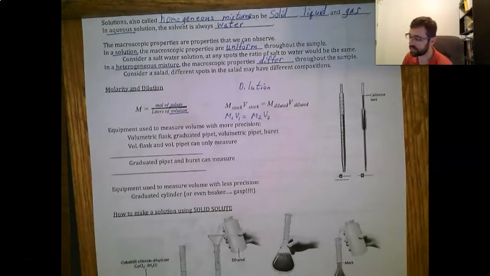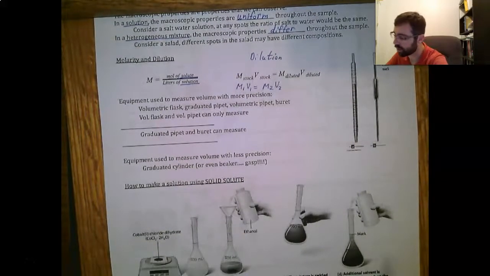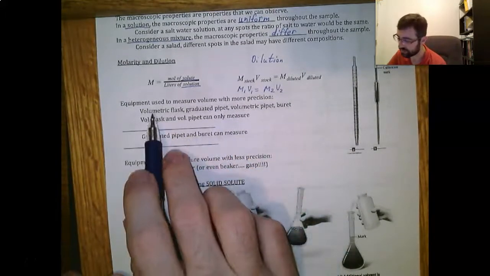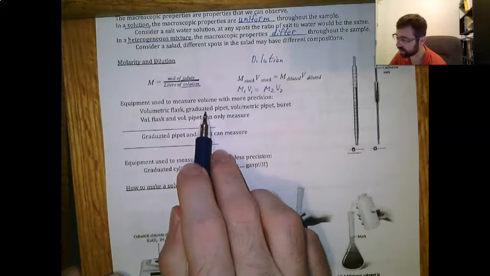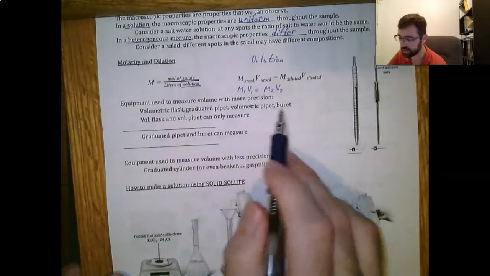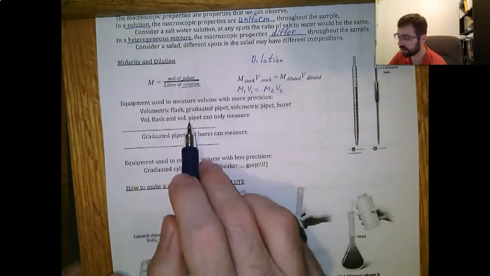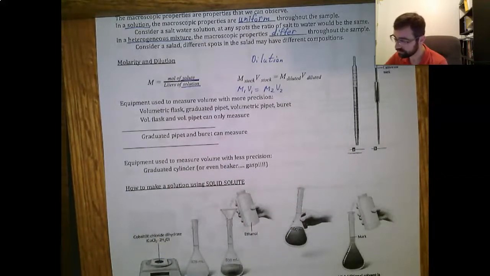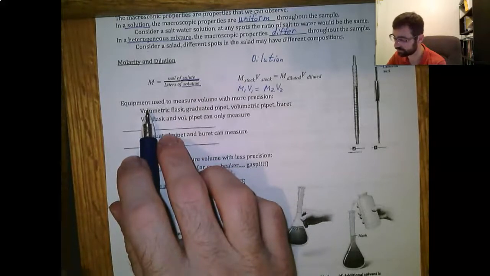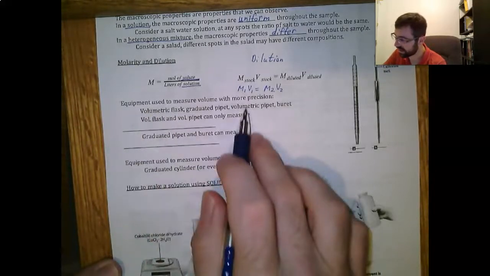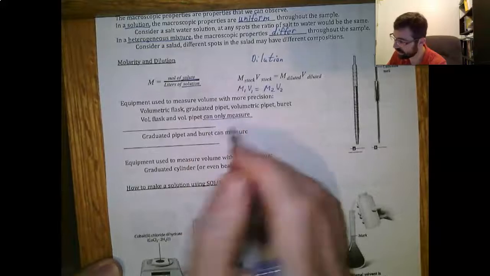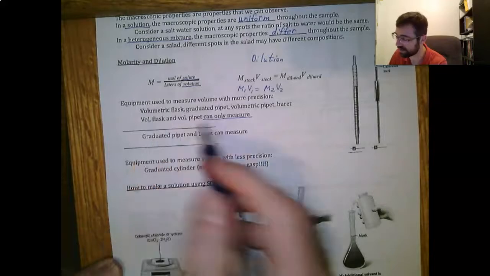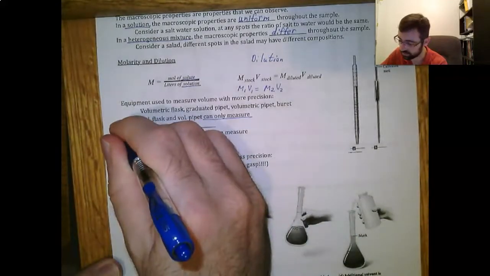All right, the equipment that we use to measure volume with more precision, so the things that we can use to get quite a bit of precision, are a volumetric flask, a graduated pipette, a volumetric pipette, and a burette. Those have really high precision. The volumetric flask and the volumetric pipette can only measure one volume.